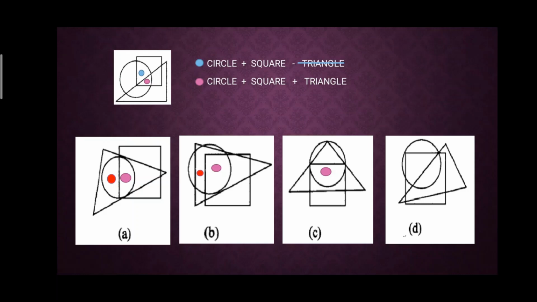I'll look for blue dot, circle, square, no triangle. Is it possible? Am I able to find the area? No, because when you see again here, this area is what? Circle and triangle. Wherever the square and circle are meeting, it's already inside the triangle. Therefore I'll not be able to find the blue circle, because blue dot represents square, circle without the triangle. This without the triangle part I am not able to find so far.